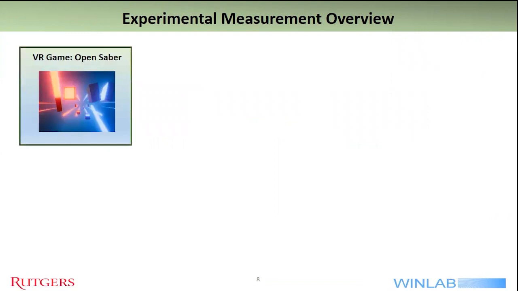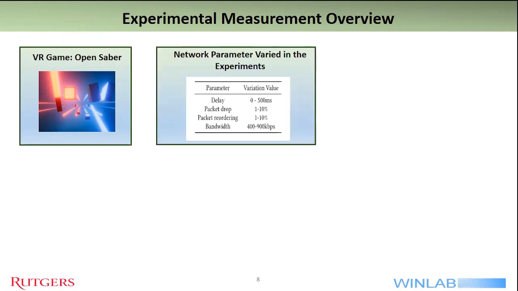And the game that I was talking about, which didn't have a name up until now, is the Open Saber game. It is latency sensitive, and it has some sort of pace attached to it, which means these blocks keep on coming towards the gamer, and they have to slash them with the sword. Followed by the network parameters that we varied throughout the experiments, which are delay, packet drop, packet reordering, and bandwidth. And these are the ranges over which they were varied.